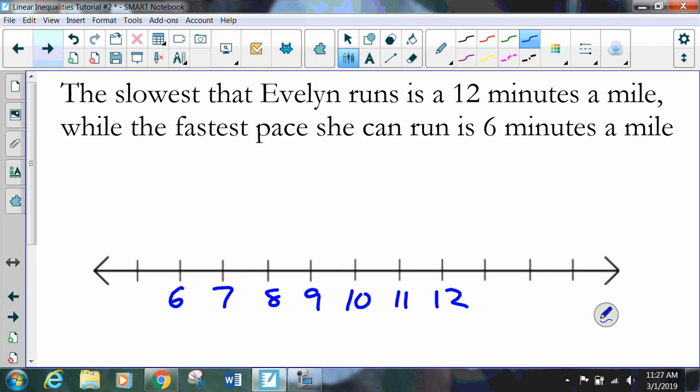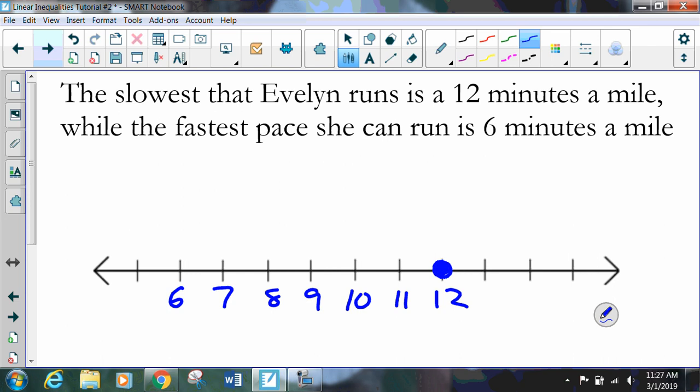So let's see. The slowest she runs is a 12-minute mile. Can she run a 13-minute mile? Because I know, and now this is weird, 13 is bigger than 12, but 13 is slower than 12, right? If you take 20 minutes to run your mile, that's way slower than 12 minutes. So 12 minutes is the slowest she can run it. Can she run exactly 12 minutes? Yes, so we're going to fill that in.